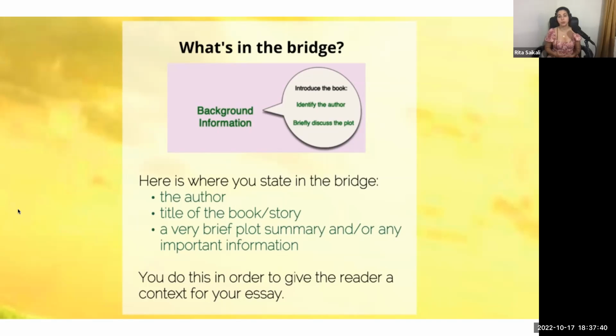And you do this in order to give the reader a context for your essay, because maybe they don't know that much information. Maybe you need to fill in the gaps before you make your argument. Okay, so you assume that people don't necessarily know, and you add that information so that it helps them understand fully what it is that you are talking about.